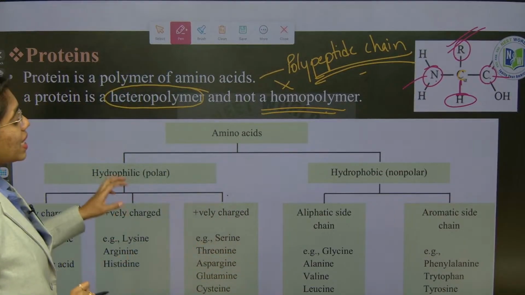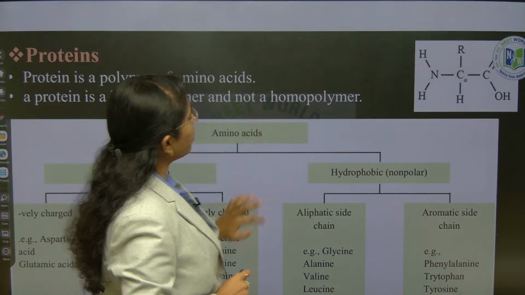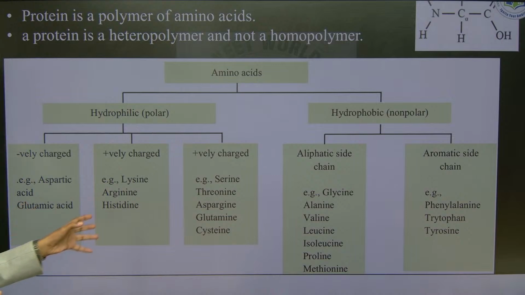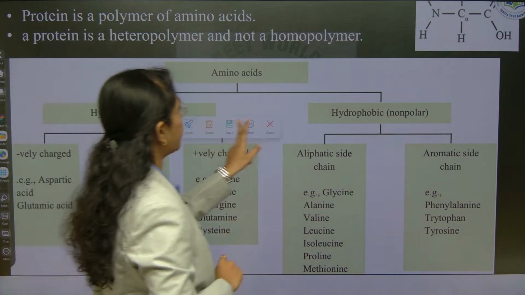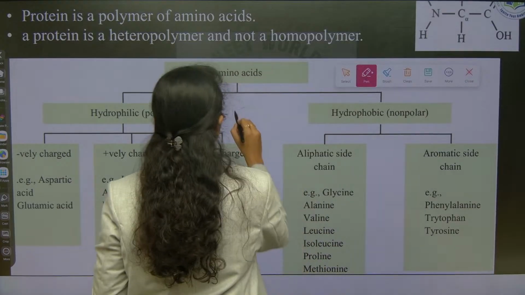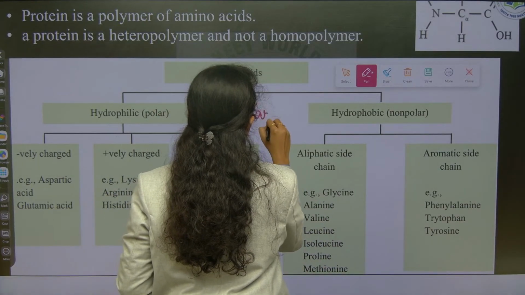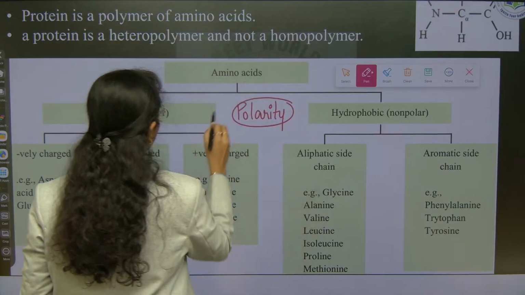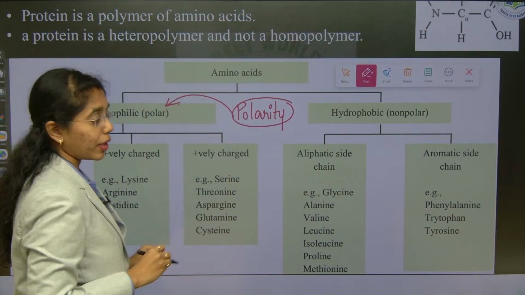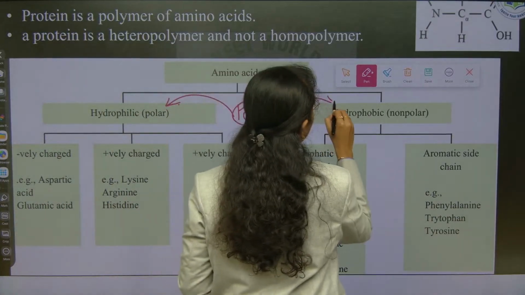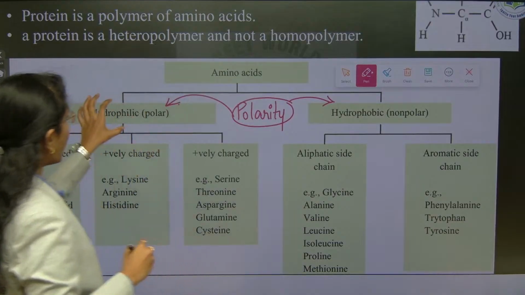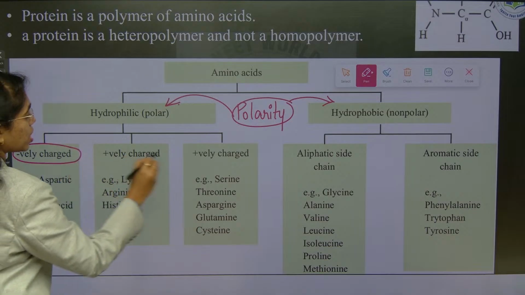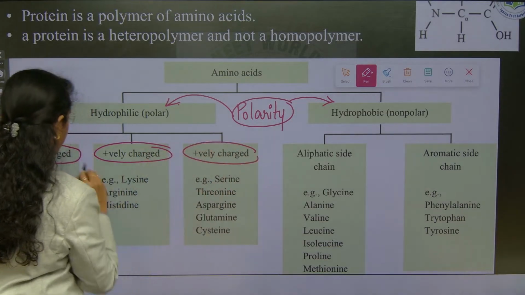Here we go with the basic classification of amino acids, where you have to fix this in your mind, very important. Amino acids are primarily classified based on their polarity. So, based on their polarity, amino acids are classified into what? Hydrophilic polar amino acids and hydrophobic non-polar amino acids. Hydrophilic polar amino acids, we have both the types of charges, negatively charged and positively charged amino acids.